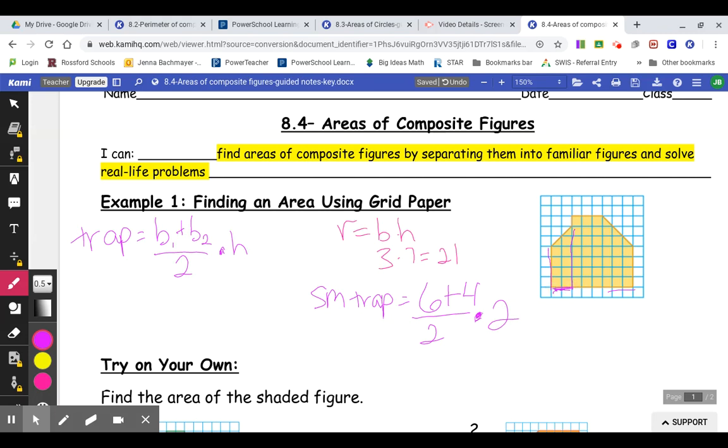The larger trapezoid, I'm going to do the same formula, but I will be using different numbers. So we have 7. Again, we have base 1 plus base 2. So I have 7 plus 4 divided by 2 because I want to find the average. And then I'm going to multiply it by its height, 3.